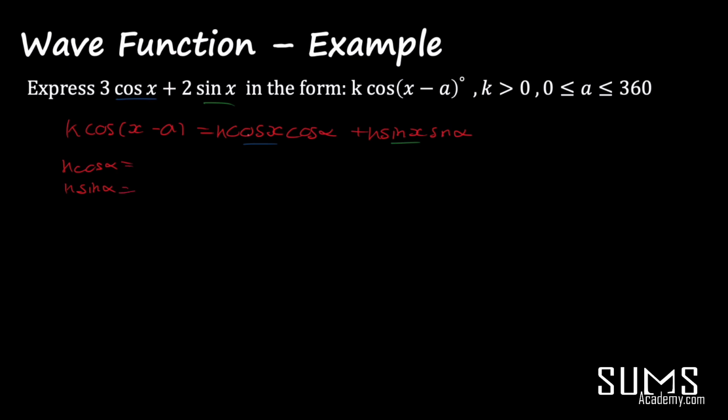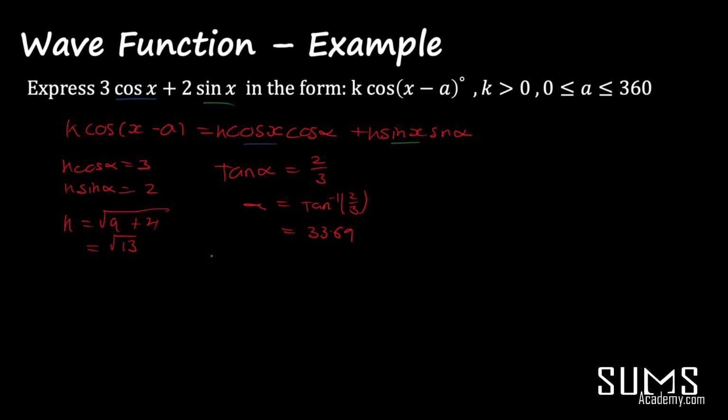So what's the coefficient of my cos x here? It's a 3, and here it's a 2. So my k is equal to the square root of 3 squared plus 2 squared, so 9 plus 4, equal to root 13. And then what about the angle? Okay, so tan alpha is equal to 2 over 3. So alpha is going to be equal to tan minus 1 of 2 over 3, which is equal to 33.69.